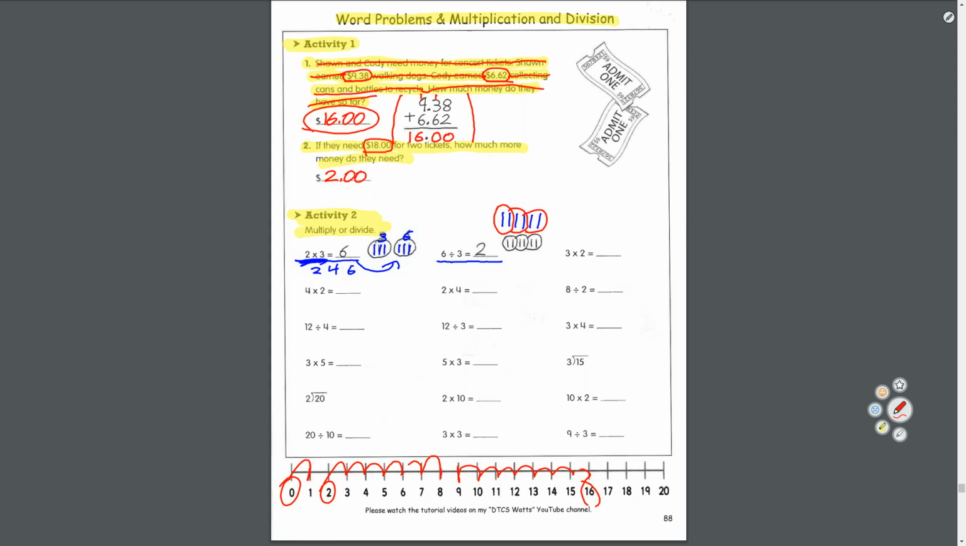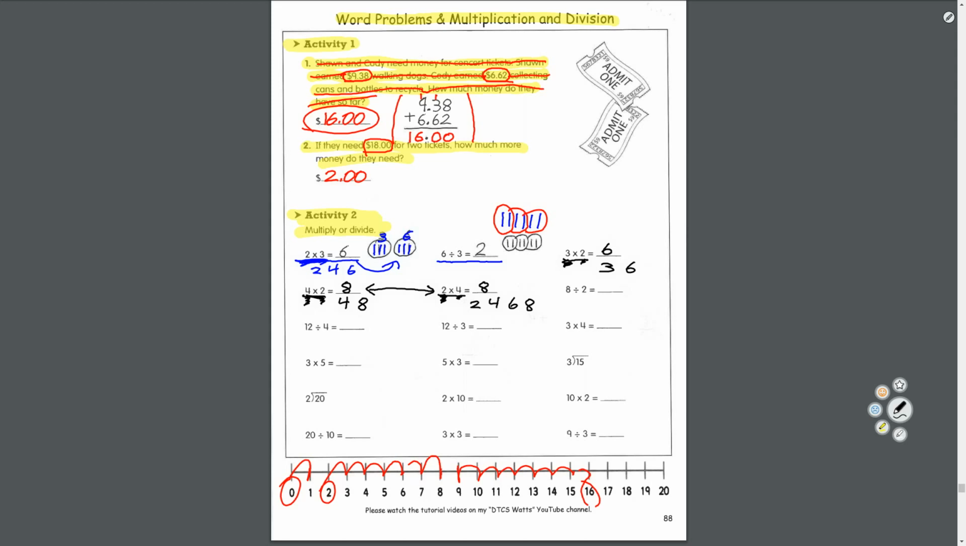Okay, let's try a few more together. 3 times 2. I'm going to skip count by 3, 2 times. 3, 6. 3 times 2 equals 6. 4 times 2. I'm going to skip count by 4, 2 times. 4, 8. 4 times 2 equals 8. 2 times 4. I'm going to skip count by 2, 4 times. 2, 4, 6, 8. And do you notice 2 times 4 is the same as 4 times 2. It doesn't matter which order the numbers were.